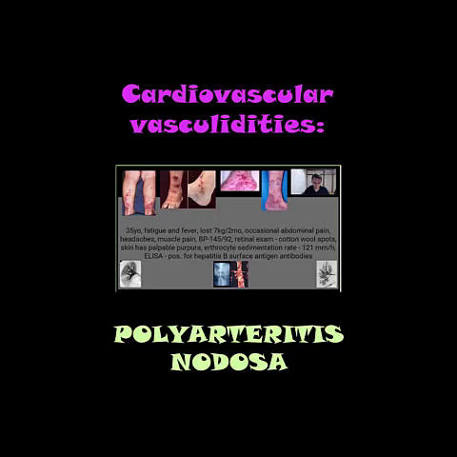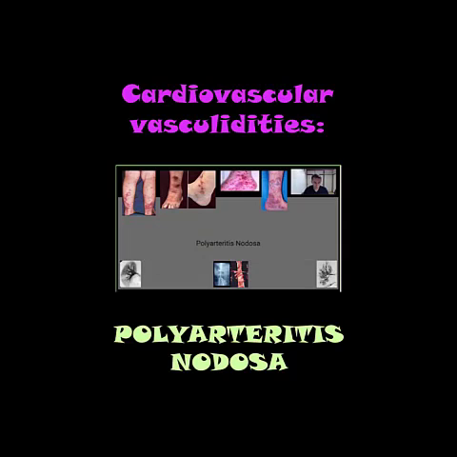Laboratory studies showed an erythrocyte sedimentation rate of 121, and an enzyme-linked immunosorbent assay, or ELISA, is positive for hepatitis B surface antigen antibodies. Okay, so this person has polyarteritis nodosa with palpable purpura and other common symptoms such as weight loss, inflammatory markers, and evidence of vasculitis in her retina.